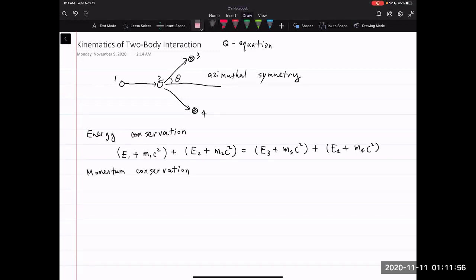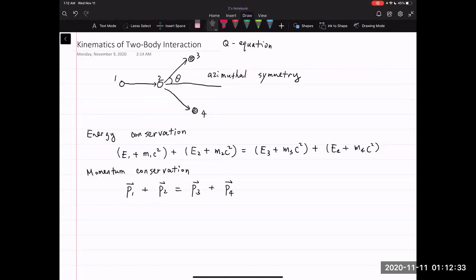Momentum conservation will be written as P1, the momentum of particle 1, plus P2, equal to P3 plus P4. How many variables do we have? Assuming we know the mass of all four particles, we still have E1, E2, E3, E4, and P1, P2, P3, P4. We know the energy-momentum relation, but we still have way too many variables. So let's make a few assumptions.